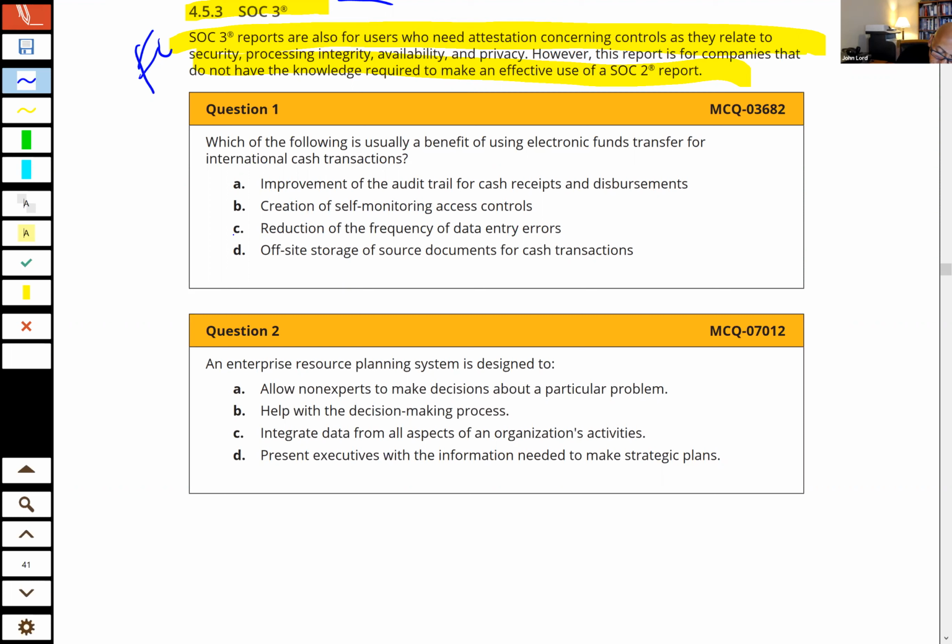Reduction of frequency of errors, because if we're using electronic funds transfer, we're probably not having as much manual input of information. Just think of your own online banking. You put in the parameters of where you want, what you want, when you want to send, that kind of thing, and then the system just does the rest of it. So you don't have all these data entry errors that you would need to worry about. And I didn't share the results, but most of us, 73% of us, got it right.